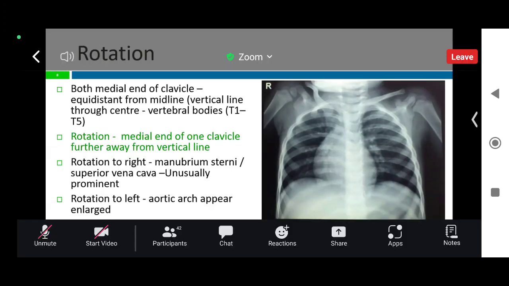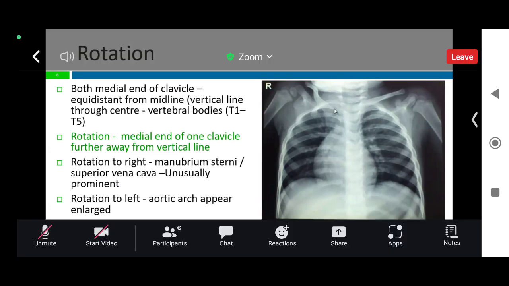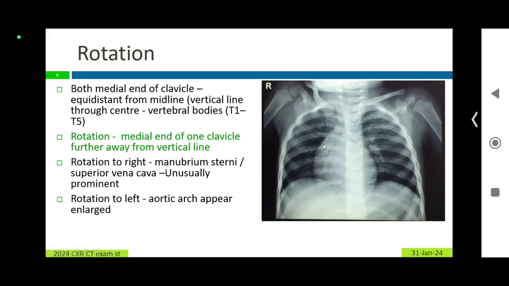Rotation. What do you mean by rotation? You look at the clavicle. The medial end of the clavicle should be equidistant from the midline. If it is not equidistant from the midline or midpoint, that is the spinous process, then you know there is a rotation. You look at this X-ray.